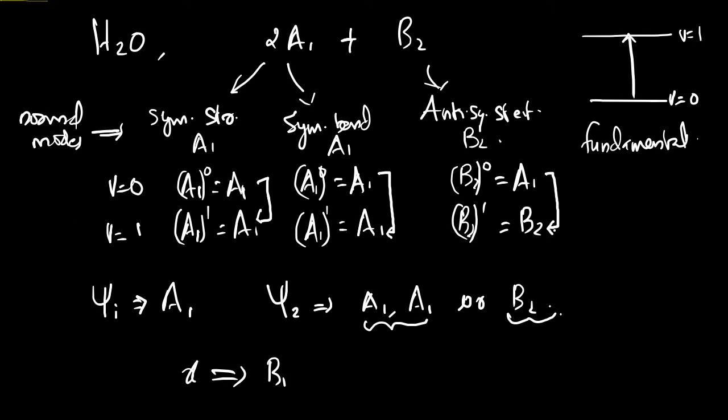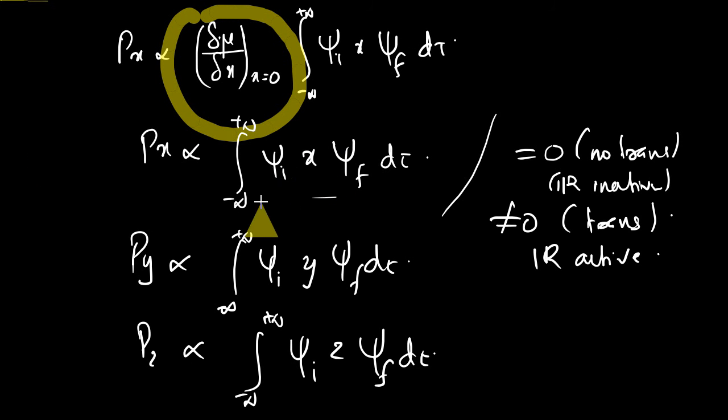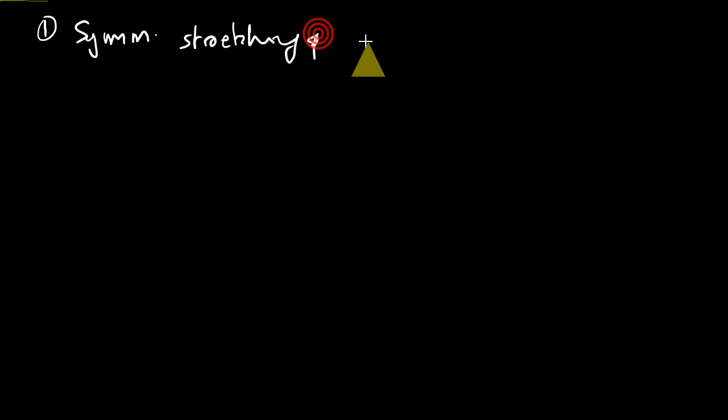Now you know, in the transition moment integral, what the symmetry species are corresponding to each term, psi i, x, and psi f, for different modes of vibrations. Okay, and what I am going to do now, I am going to do these calculations for the symmetric stretching and the bending modes. Symmetric stretching and bending modes.